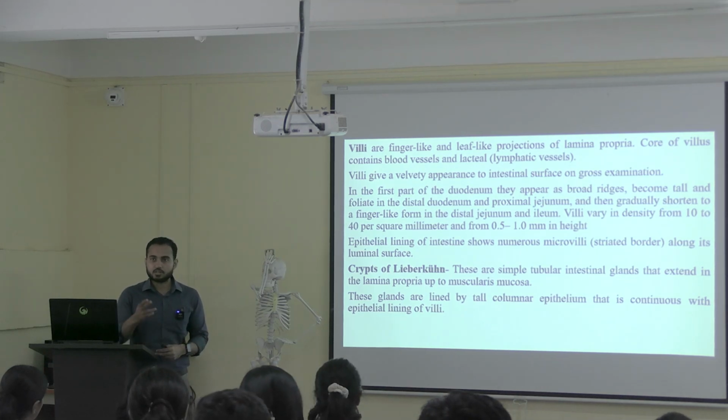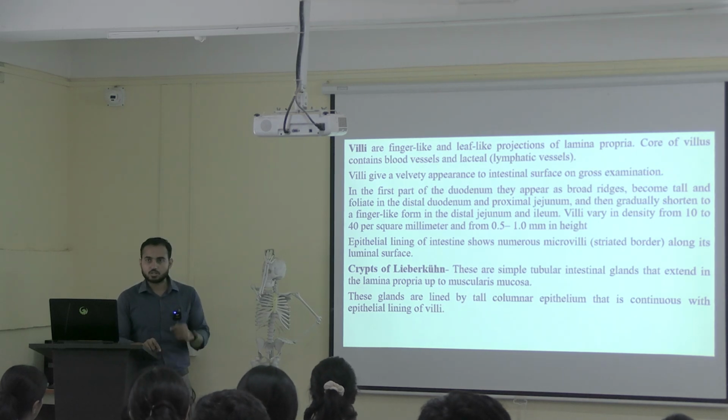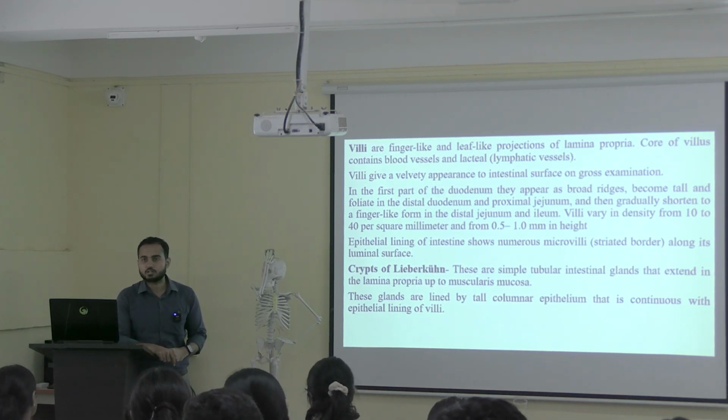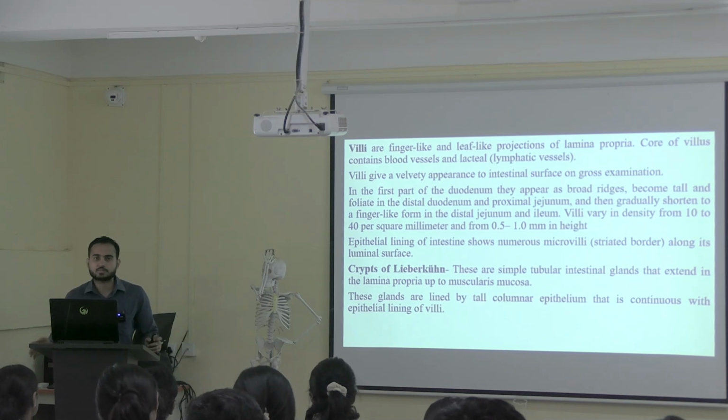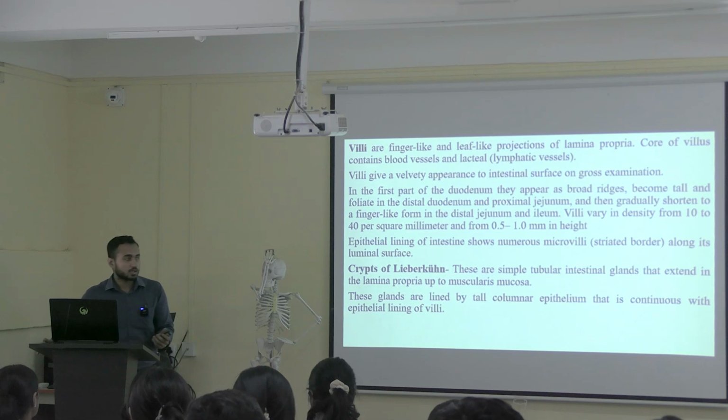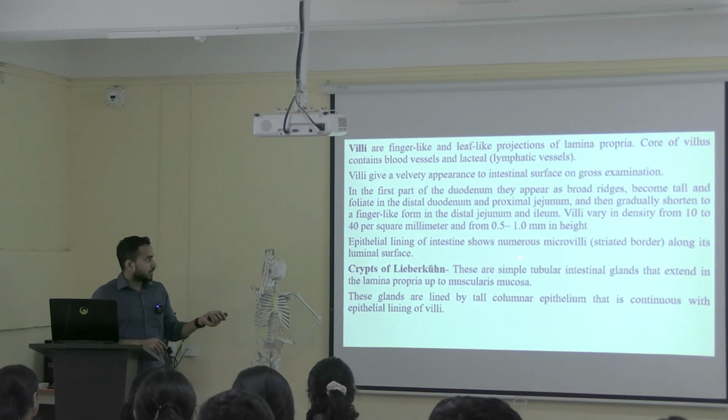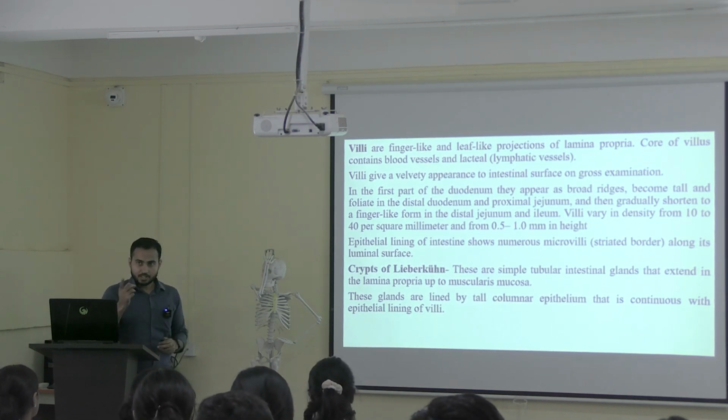Have you seen the interior of the duodenum in the dissection hall? Yes, those plica circularis, then the major duodenal papilla, minor duodenal papilla. So at that time you could have done one thing. You could have taken a magnifying lens and focused on that particular part. Then the small finger-like projections can be seen. I don't know about the specimen available here, but in a fresh specimen it can be seen. So this is villi, one type of modification.